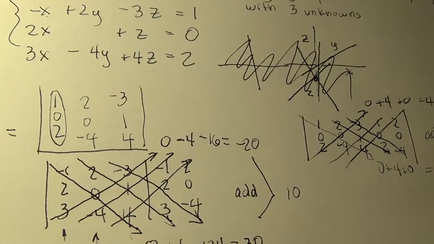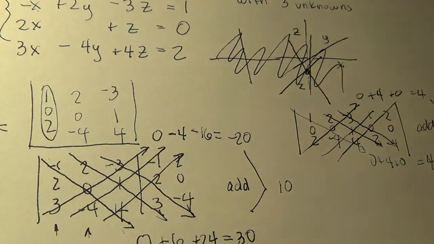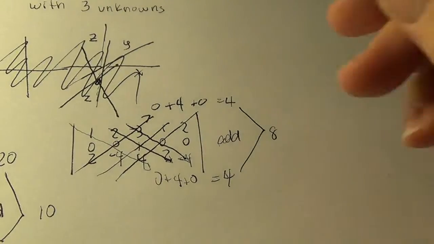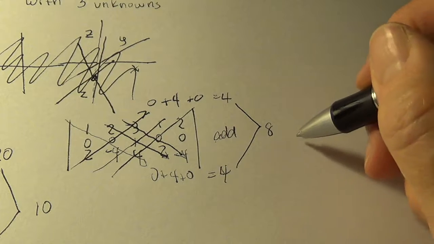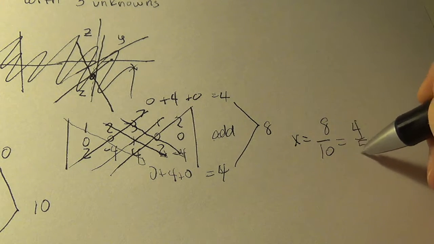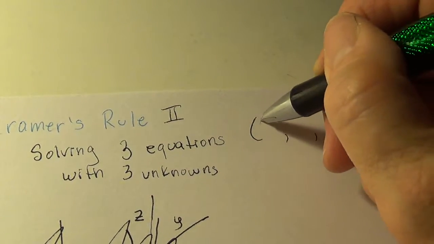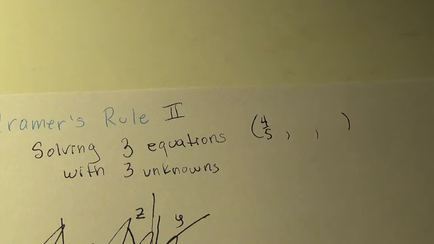So the coefficient of this was 8 and the coefficient of that was 10. So that gives me a fraction, 8 over 10. So the x value is 8 over 10, reduced to 4/5. So going up here into my ordered triplet, x is 4/5.